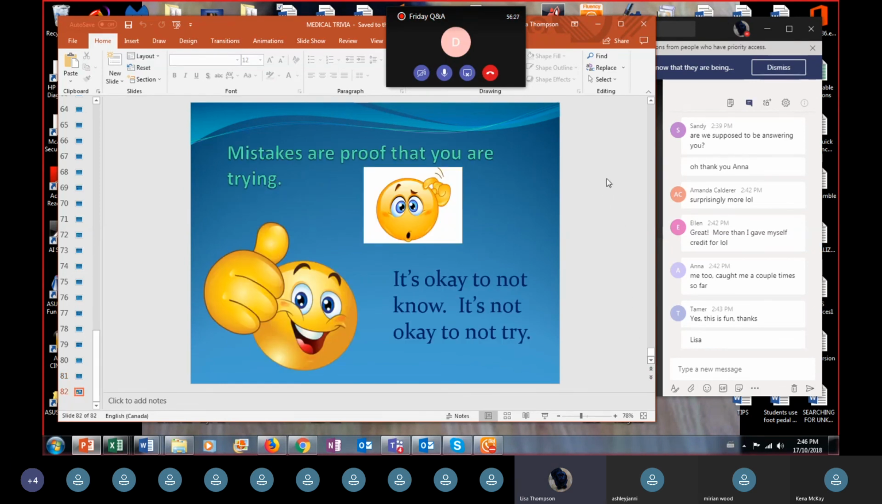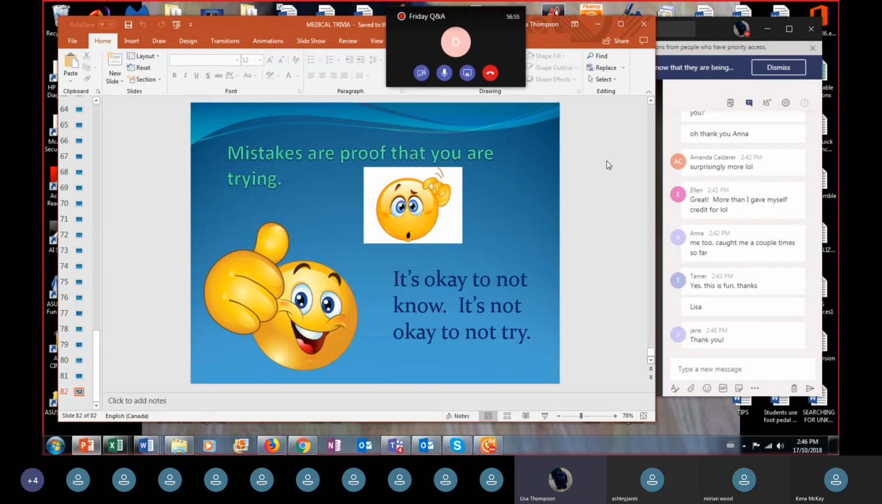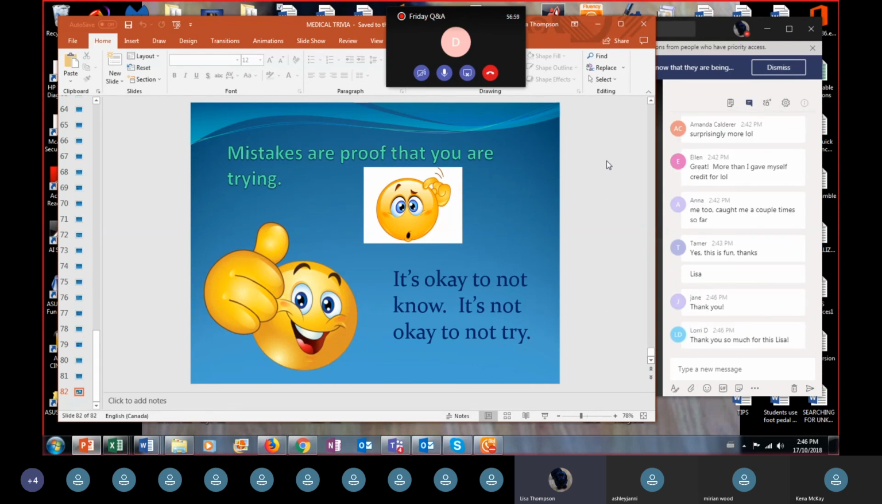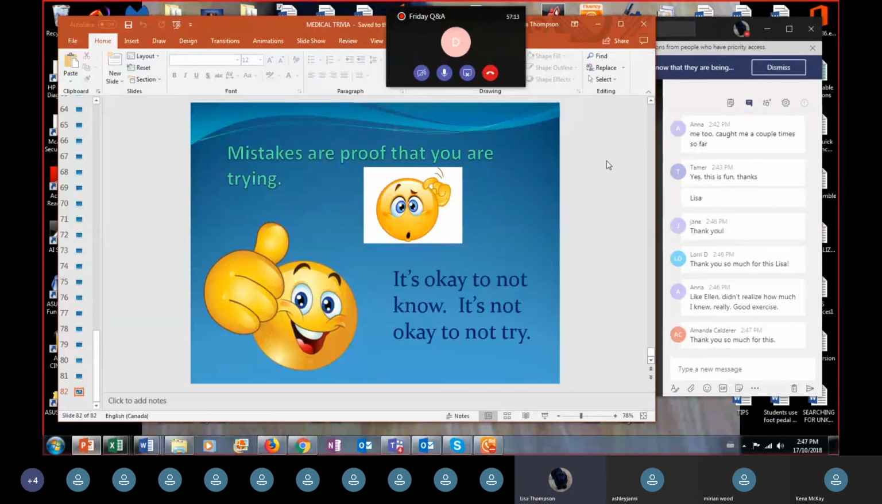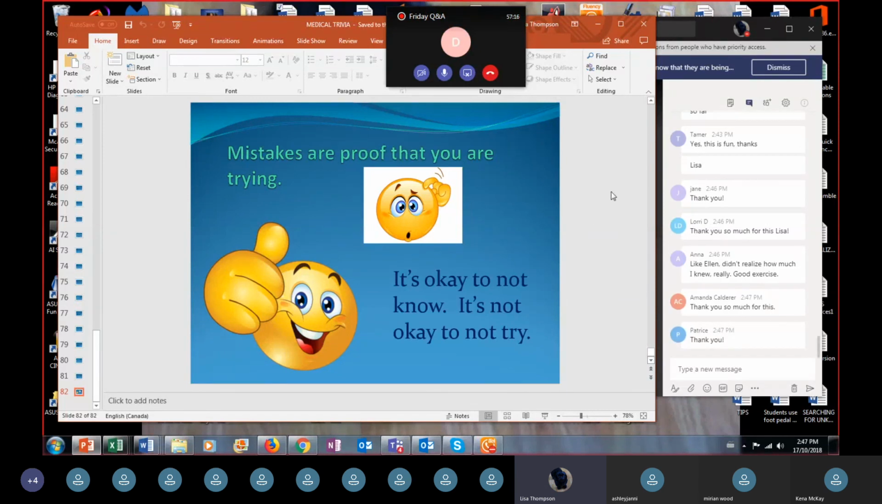And that's it, folks. Remember, mistakes are proof that you are trying. It's okay to not know. It's not okay to not try. That's the difference. To learn, you're going to make mistakes along the way. That's part of the learning process. If you weren't making any mistakes, you wouldn't need to take a course if you knew everything, right? So don't get frustrated or down because you make some mistakes. The biggest thing is that you're learning by them. Make note of all your feedback on the errors that you're making throughout the course, so you don't keep repeating the same errors.